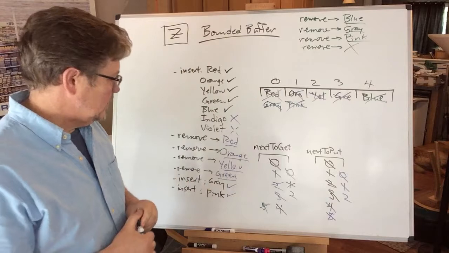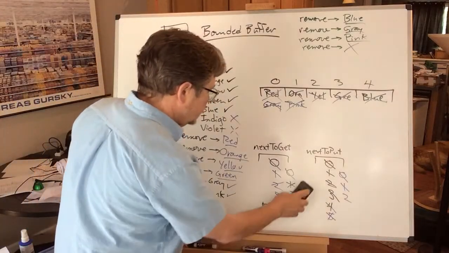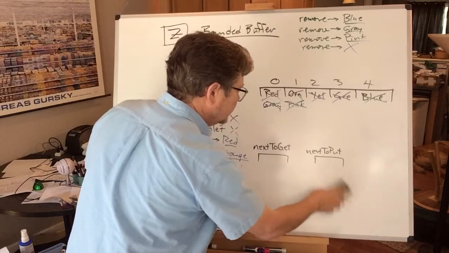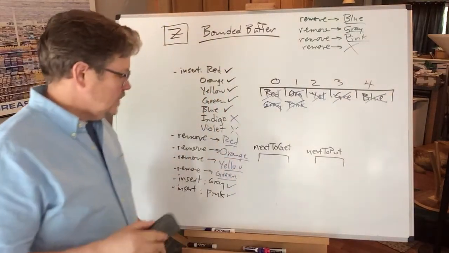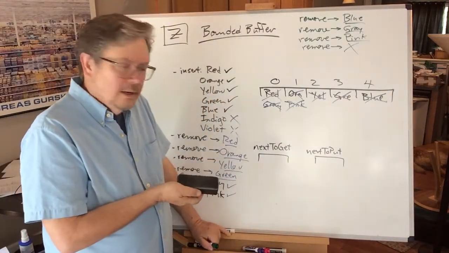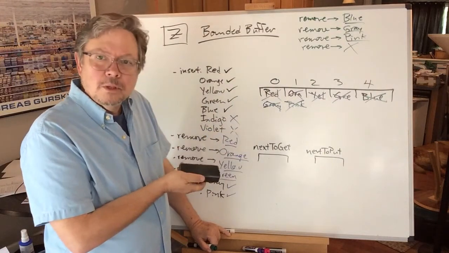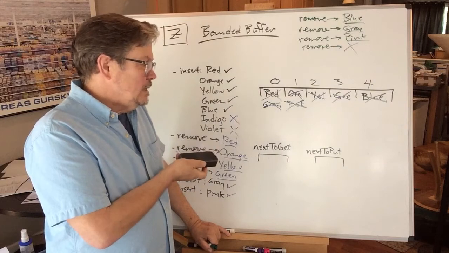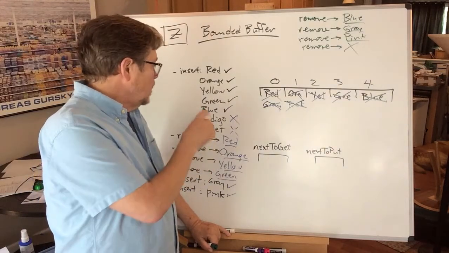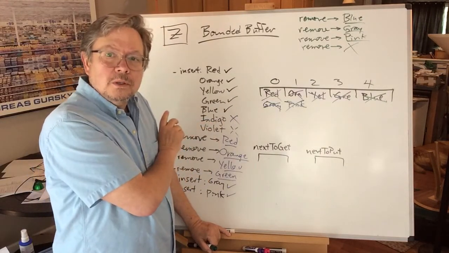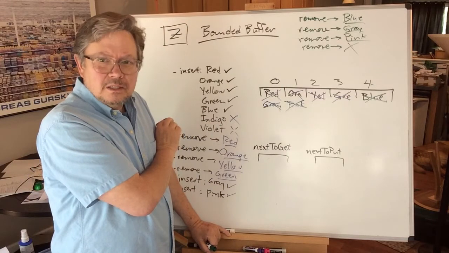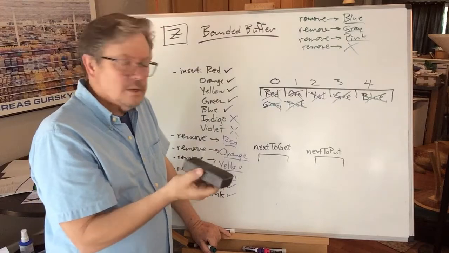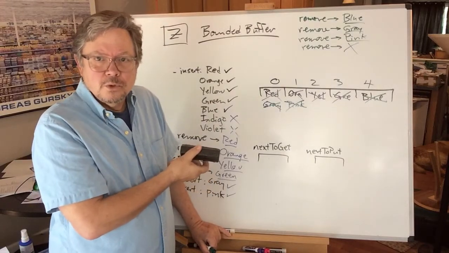Looks like we can't do anything. I'm going to erase this again. Here's the problem. Even though it's necessary for next to get and next to put to be equal in both of the boundary cases, next to put is equal to next to get when the buffer is full, but that's not a sufficient condition to tell us when the buffer is full.